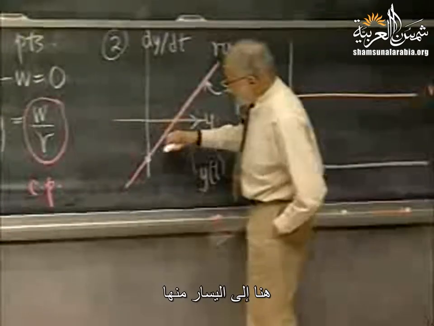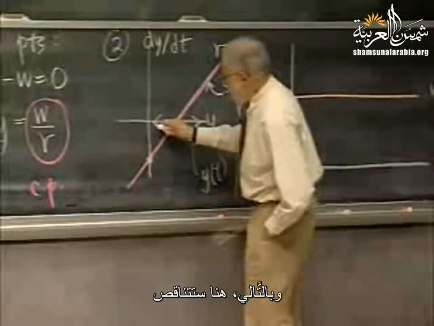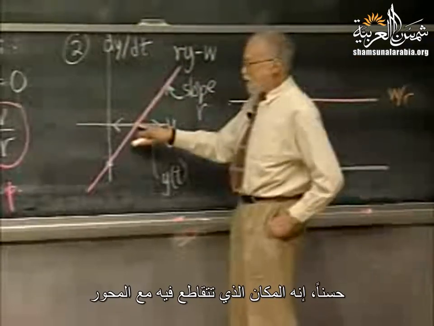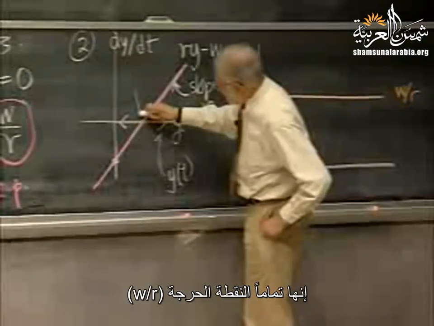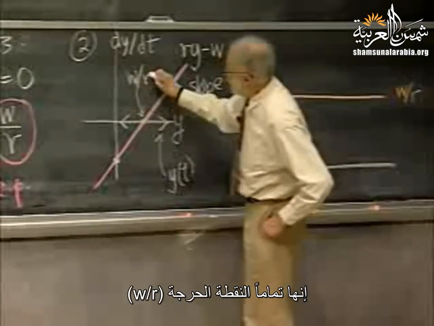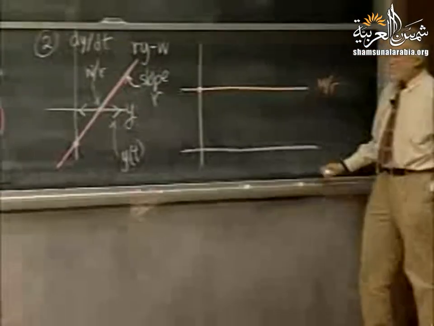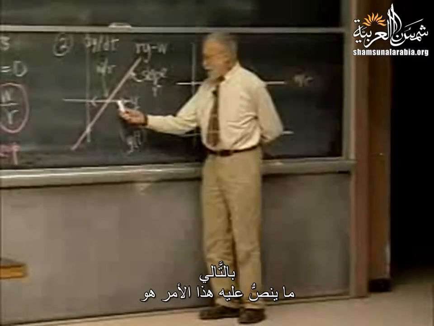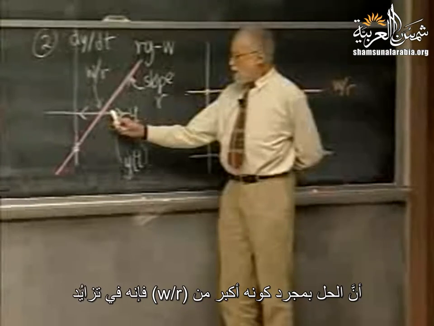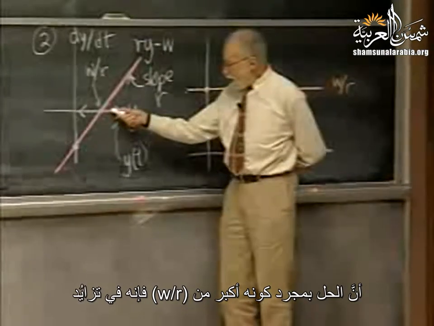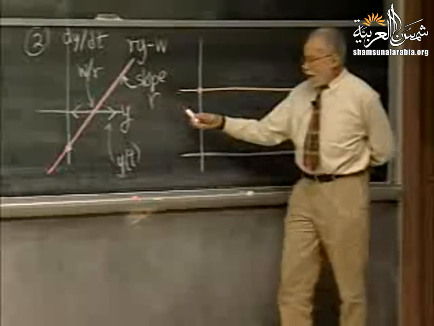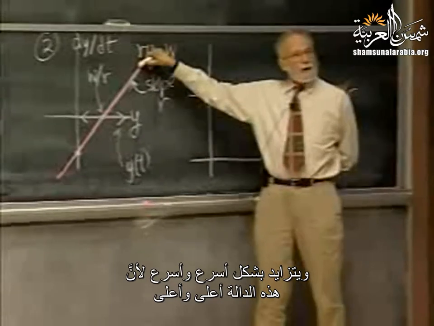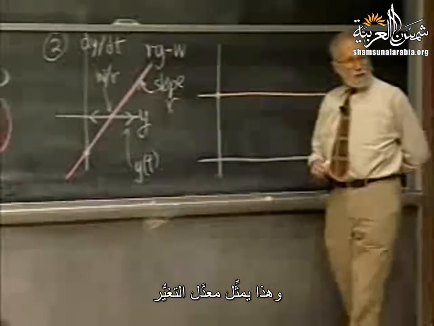Here, to the left of it, f of y is negative, and therefore over here it's going to be decreasing. What point is this, in fact? Well, that's where it crosses the axis. That's exactly the critical point, w over r. Therefore, what this says is that a solution, once it's bigger than w over r, increases. And it increases faster and faster because this function is higher and higher, and that represents the rate of change.